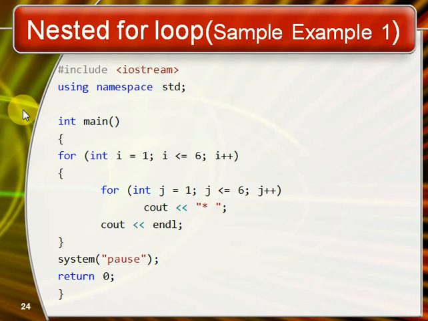A simple example of a nested for loop. The program starts with a preprocessor directive, then the main function, then its outer loop, which is using a loop control variable I. It's iterating from 1 up to 6. In its inner loop, the iteration will be controlled with the help of loop control variable J, that is also iterating from 1 up to 6 by displaying a simple character.